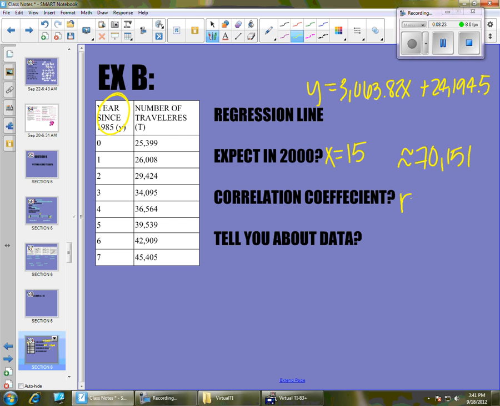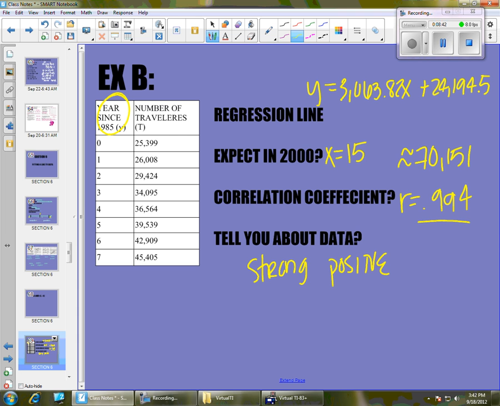The R on our calculator said 0.994. Please always give me 3 decimals when you do that, and do not round it, okay? So just truncate it, chop it off, 0.994. And what does it tell me? Okay, well that's strong because it's very close to 1, and it's positive.